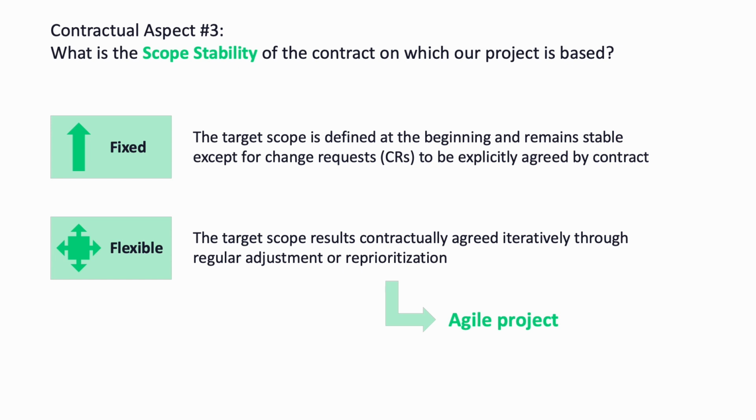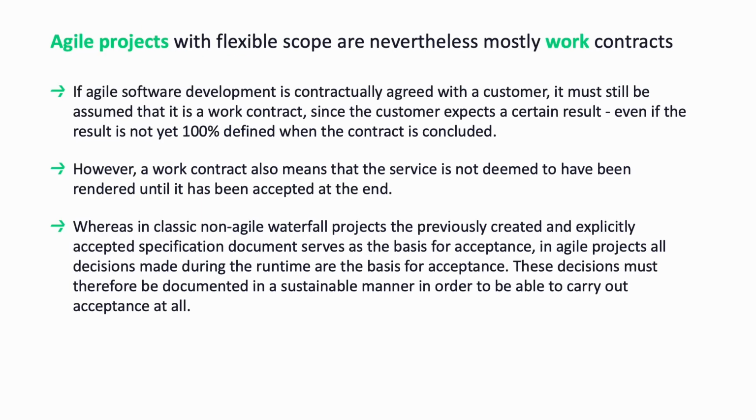In the other case, the target scope is de facto flexible. That means it results contractually agreed iteratively through regular adjustment or reprioritization. And this is, of course, exactly the necessity in an agile project. An agile project with a contractually fixed scope is a contradiction in terms. It is important to note that even agile projects with a flexible scope are usually contracts for work.